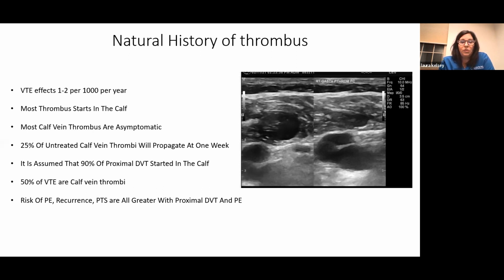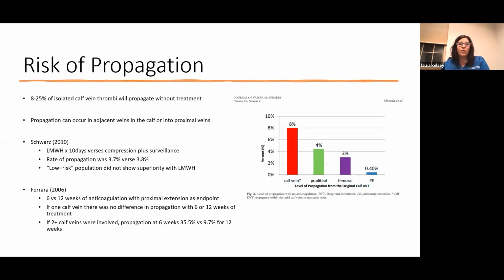50% of all patients presenting with VTE are caffeine thrombus. And so if we look at what is the risk of propagation, about 8 upwards to 25% will propagate without treatment. This little graph here shows these patients were left untreated, and 8% migrated to an additional caffeine. So there's propagation into a caffeine. 4% went to a popliteal, 3% to femoral, very few to PE. So the clot can either grow to an adjacent vein or grow north into proximal veins.